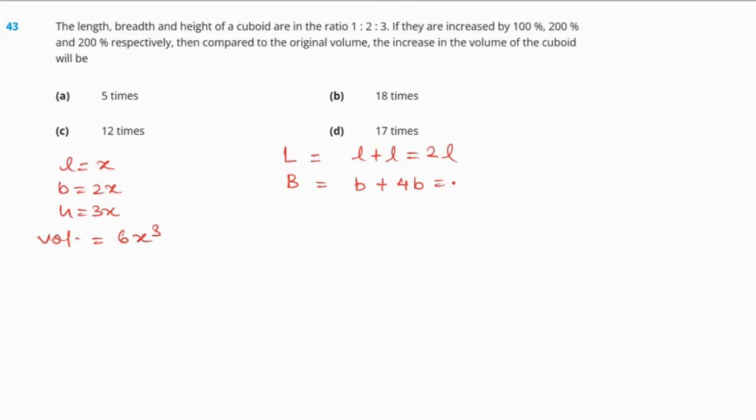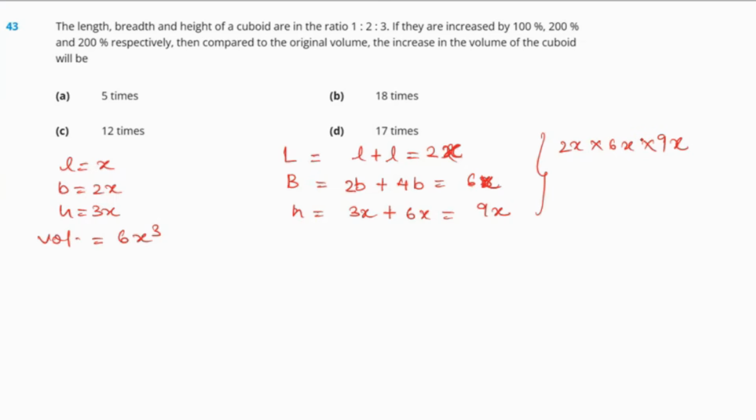Which means it has increased by 200%. Yeah, it is already 2x. So it becomes 6b. Now height becomes what? It is already 3x we have taken it. Okay, so it has increased by 200% of 3x. Again, so that will be 6x. So it becomes 9x. Okay, so according to this, the volume we are going to get is 2x times 6x times 9x.